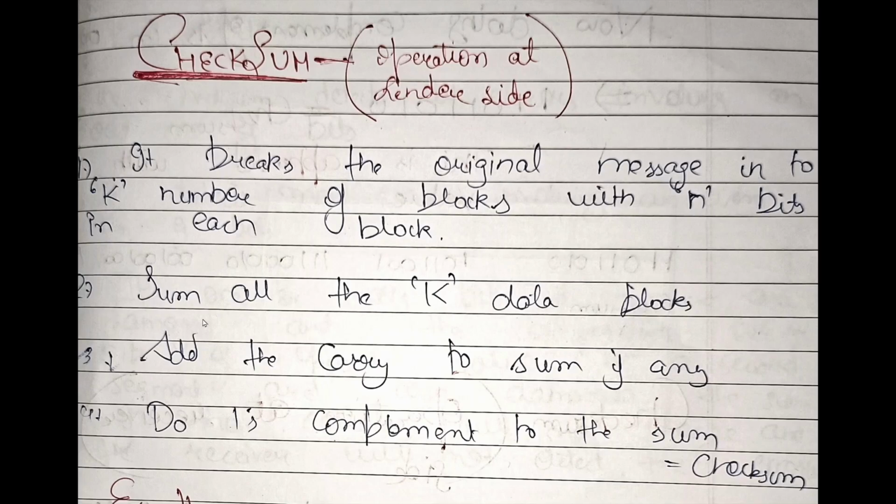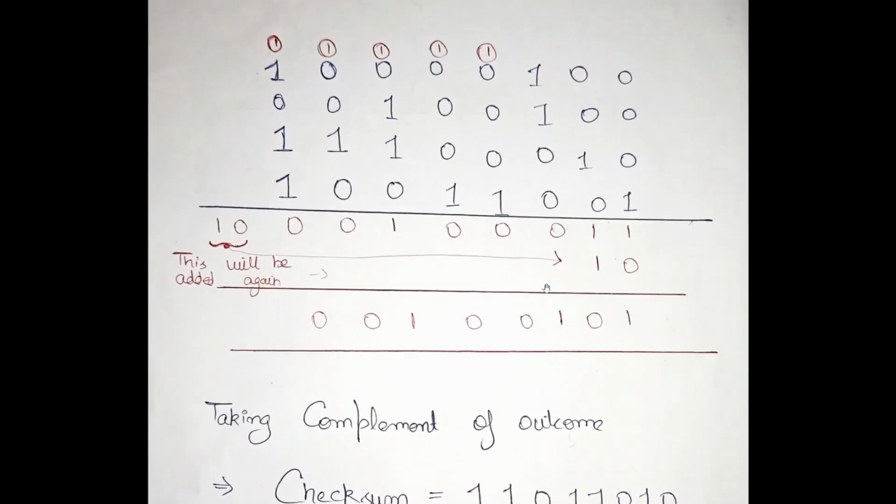Now we are going to sum all the blocks that were created, add the carry to the sum if any, and at the last we are going to take the complement of the sum. Then we are going to find the checksum. What does this mean? Now let me make you understand that.